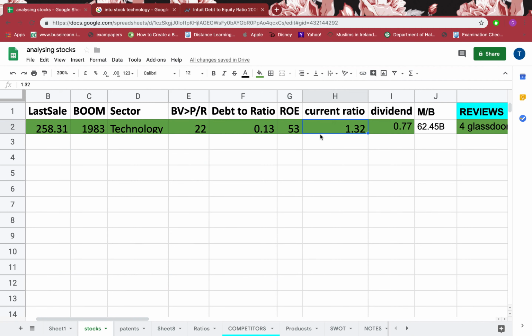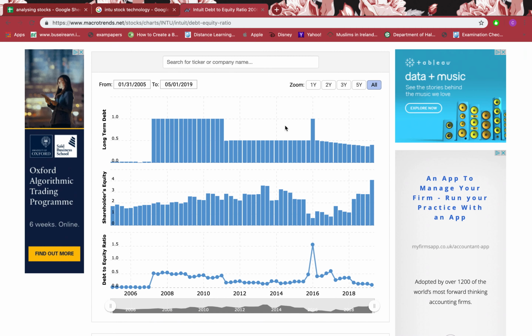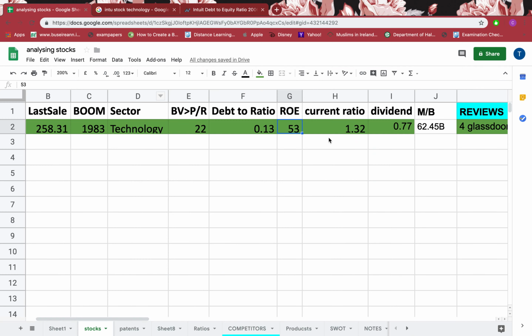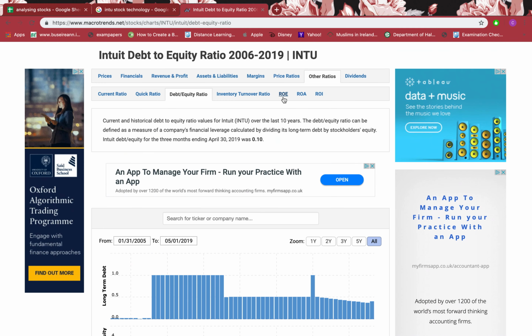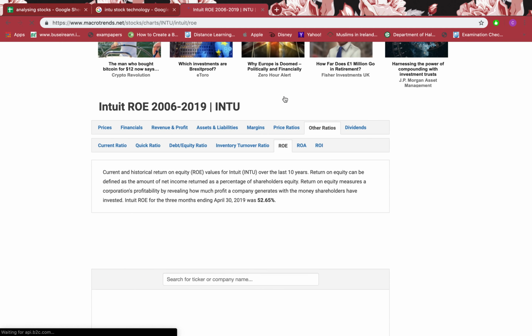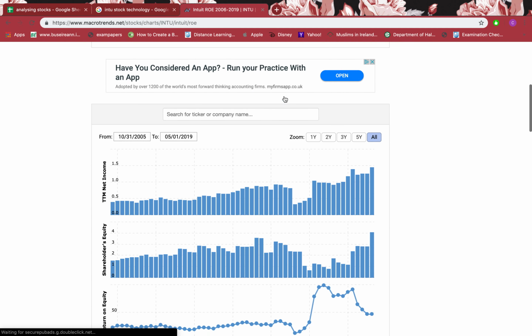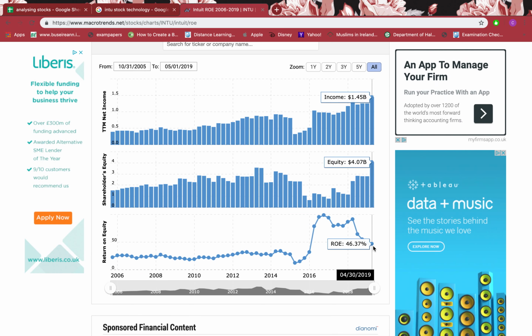And if I look at the return on equity, I click there, it should be 8% or above for it to be very good. So let's have a look. The return on equity is 46.37%, which is a lot above 8%. So it's very good. It means it's getting a lot of return. Shareholders have invested, and it's giving them a lot of return.